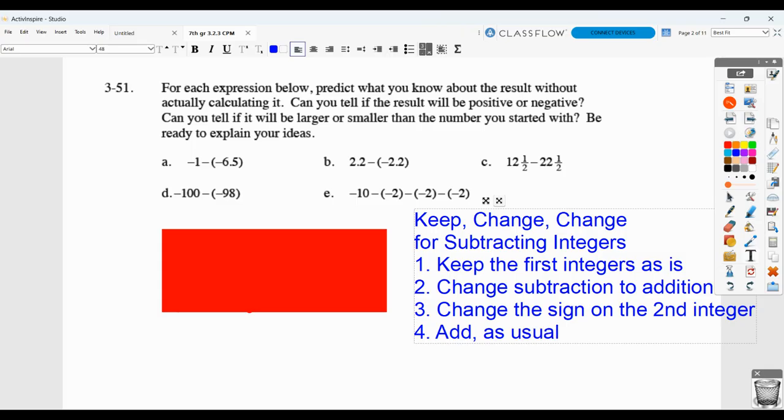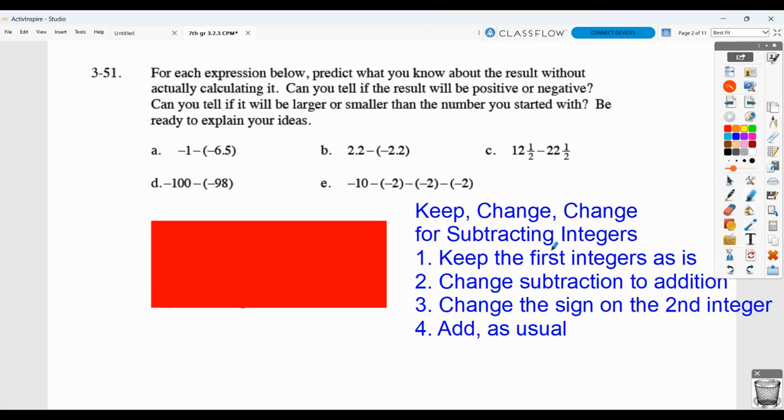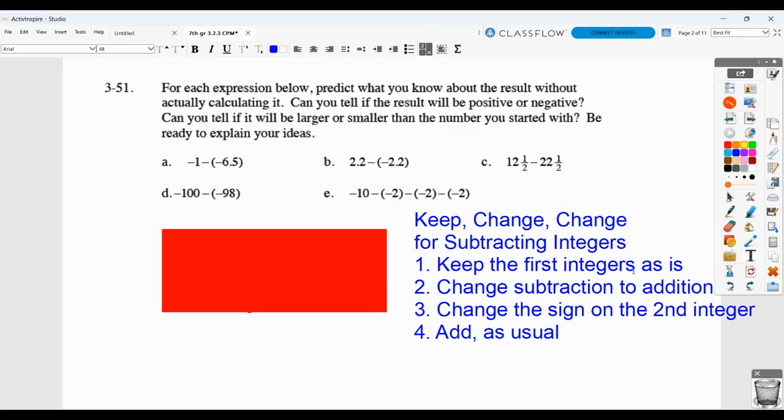So again, if you remember our keep, change, flip, it was keep the first fraction as it is, change the division sign to multiplication, change or flip the second fraction, multiply as usual. This is, again, meant to be connected to that idea. Keep the first integer as it is. I'm going to get rid of the S there, so it will not be plural. Change subtraction to addition, change the sign on the second integer, add as usual.